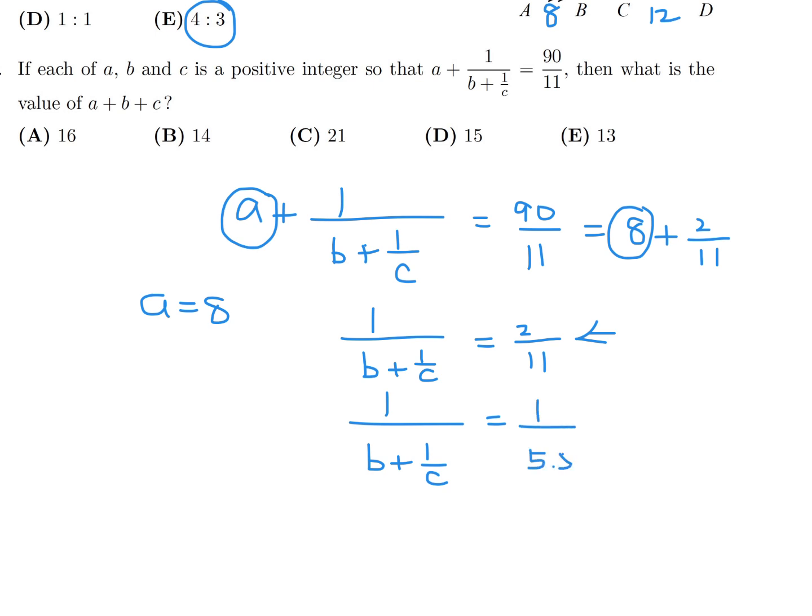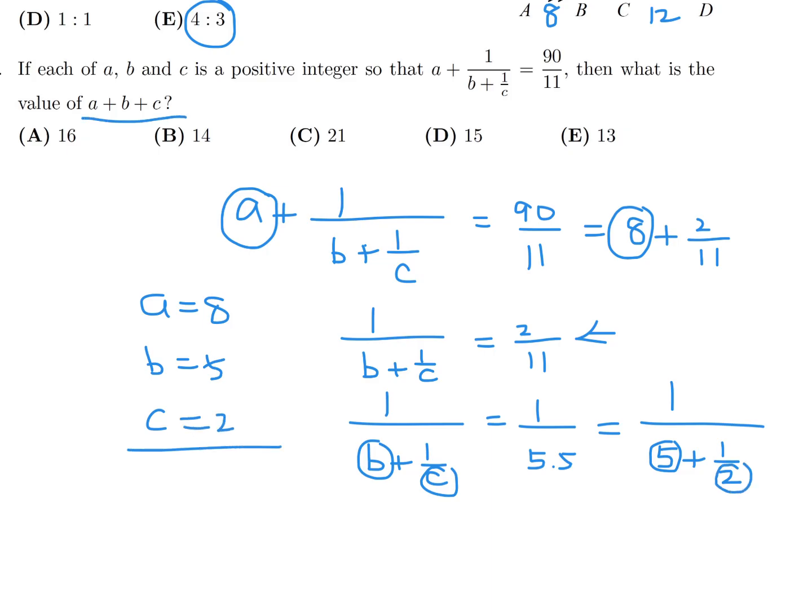And I know that's a cardinal sin to put a decimal in with a fraction, but it's okay. But 1 over 5.5, that can be broken up into 5 plus a half. And there you go. That clearly you can see that B is now 5 and our C is 2. And that is what we wanted. So A plus B plus C is 8 plus 5 plus 2, which is 15. And therefore, the answer to this question is D.